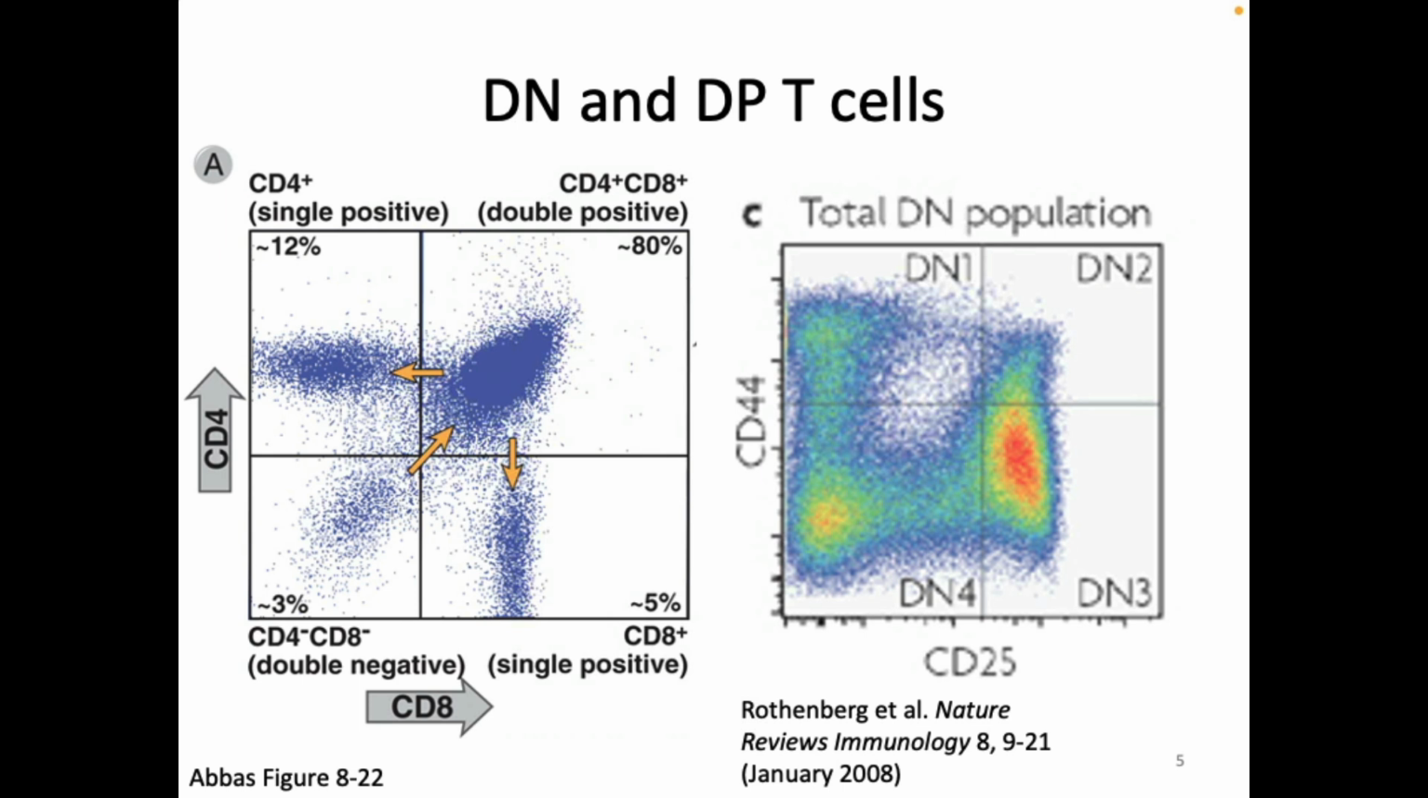We also have realized that these four populations of cells are heterogeneous. So all the cells in each of these four populations are not necessarily all the same.